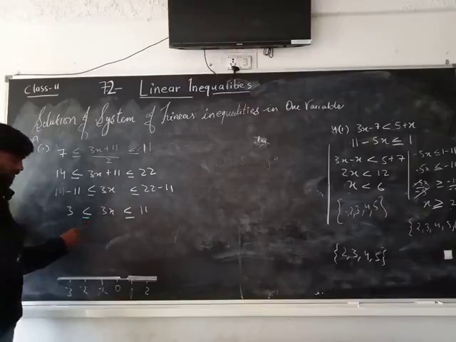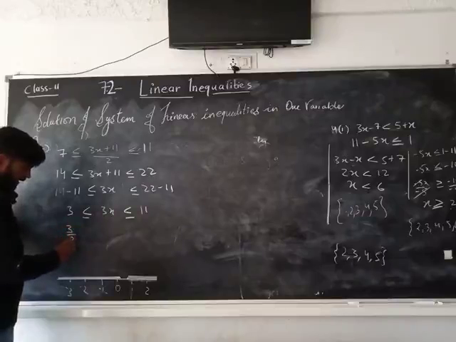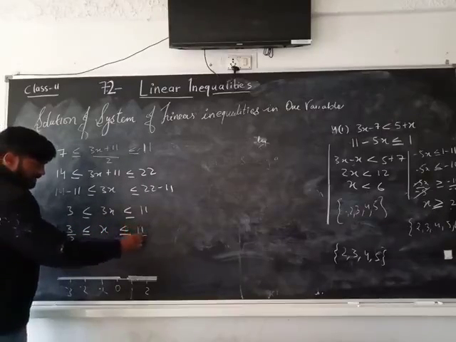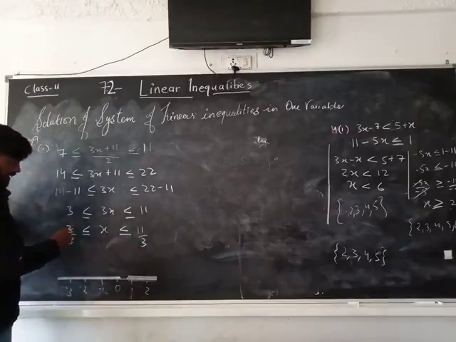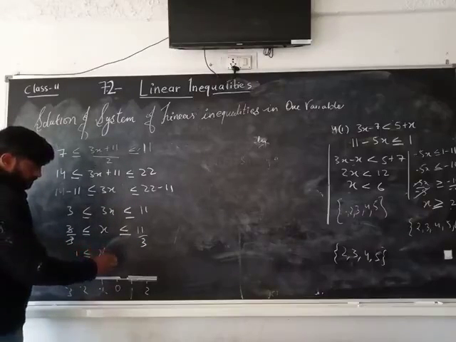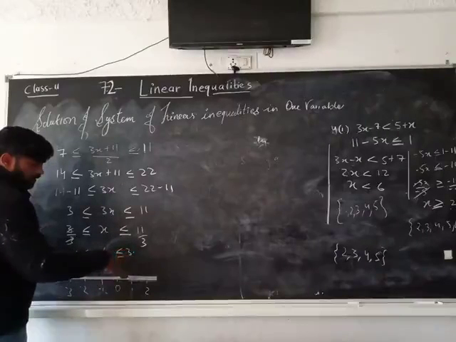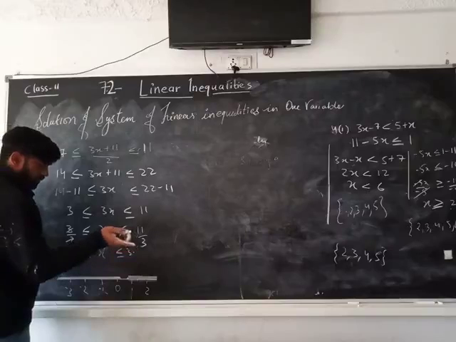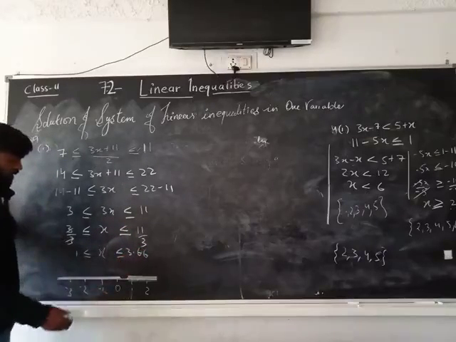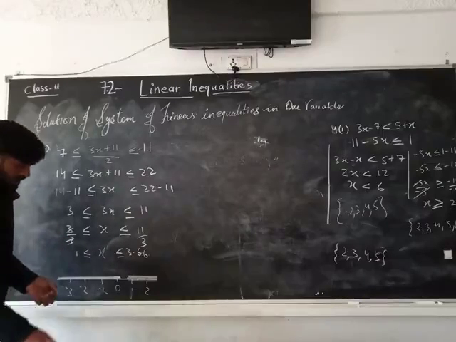Now I have to remove 3. So how to remove 3? 3 is going to be here, divide by 3, x is left, but 3 will go there also and 11 will also be divided by 3. So what's my answer? 1 less than x less than 11 divided by 3. 11 divided by 3 is going to be 3 with remainder 2, so 3.66 will keep coming, but you can take 3. So what's my answer?